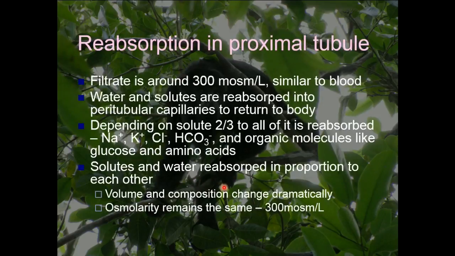In the proximal tubule, we see reabsorption of many molecules. First, the filtrate is around 300 milliosmolar, which is almost isoosmotic with the blood. At this point, however, we're going to reabsorb solutes. Many of those, such as sodium, are reabsorbed actively, and water follows passively. At this point, we're also reabsorbing sodium, potassium, chloride, and bicarbonate for acid regulation of the blood. Organic molecules such as glucose or amino acids, all those are reabsorbed.